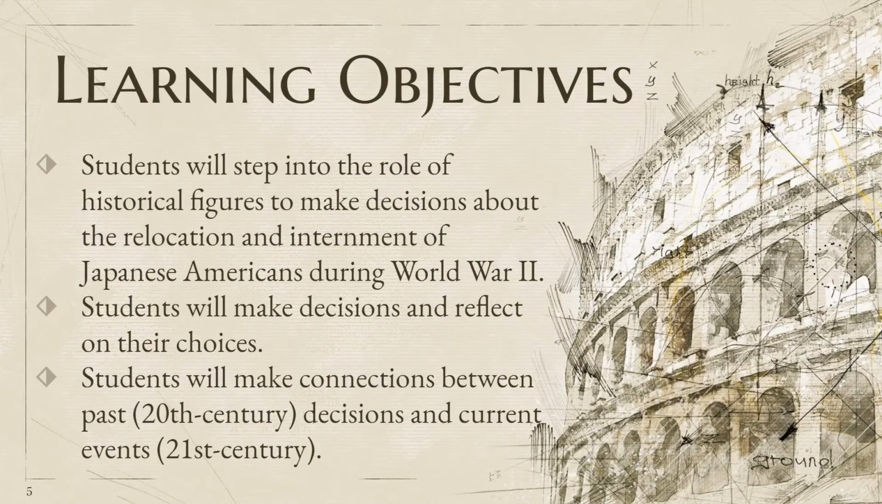Rewrite History allows players to become historical figures, such as President Franklin Roosevelt and interned Japanese American citizen Mitsu Endo, and asks the players to make the same decisions faced by the historical figures. This will allow players to learn about the realities of Japanese Americans during World War II. Rewrite History also prompts players to reflect on their choices and compare their choices with how the historical figures chose. The teacher can help take the learning out of the game by comparing 20th century decisions about internment during World War II with 21st century issues that still affect us today, such as racism and immigration.